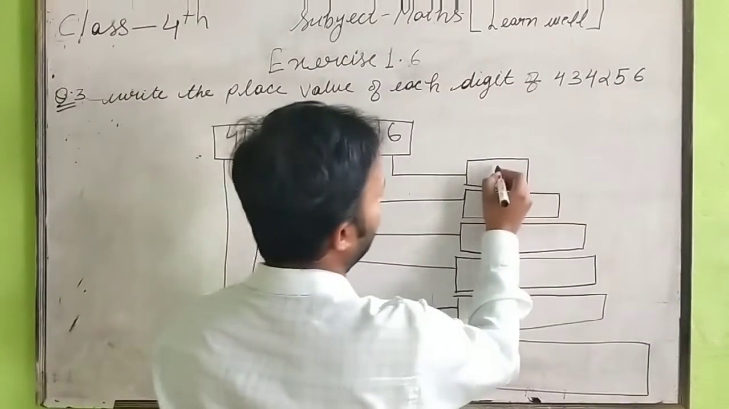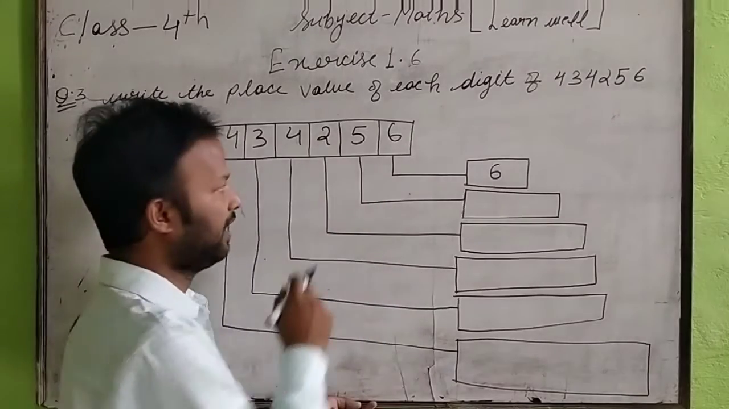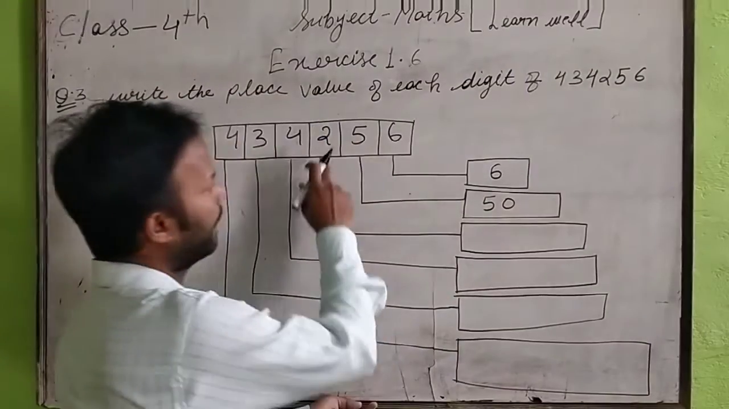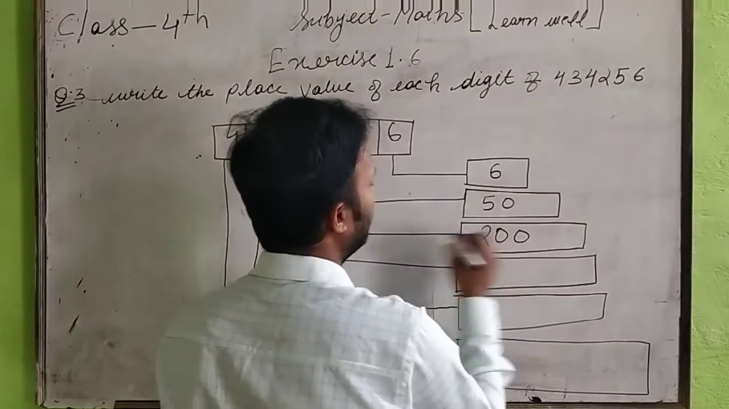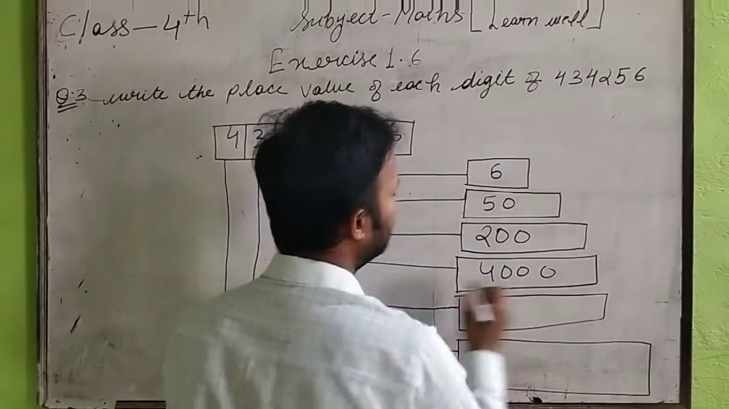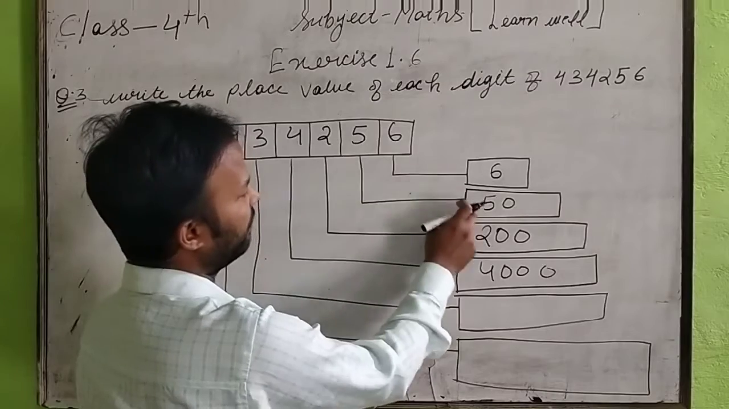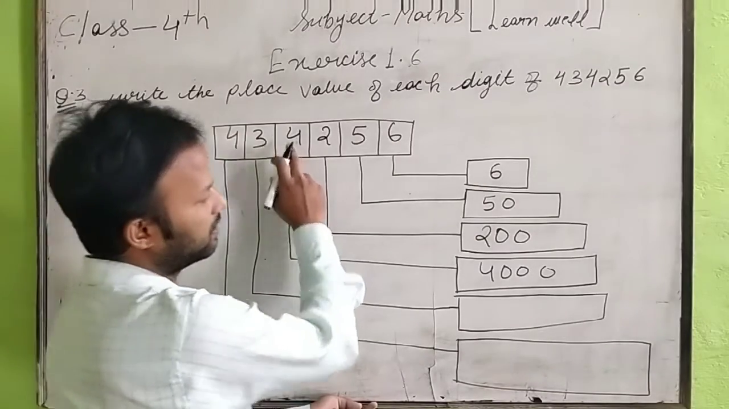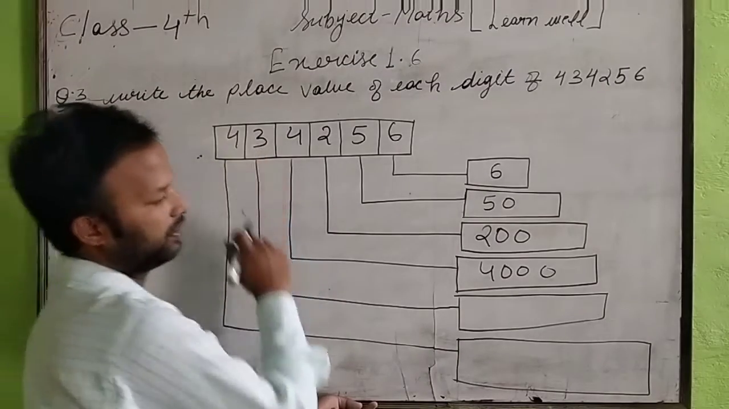So what is the place value of 6? 6. Here tens. It means 10. 5 into 10. So it is 50. Here it is 100. So it is 200. Here it is 1000. So it is 4000. Ones, tens, hundreds. So 2 is 200, 5 is tens. It means 50. 6 is 1. So it is ones. Now 4 is thousands. So it is 4000. Here it is 10,000. So it is 30,000.